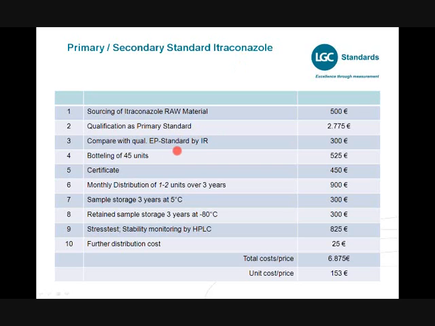And you can see here that it was requested by the customer that we bottle 45 units of that material. And those costs came up here, and that was an average price per unit. The cost per unit was then resulting in 153 euros. This is still a lot of money, but you can easily see that the longer you let such a cooperation run and the more units you would need, the less expensive the unit price would become.